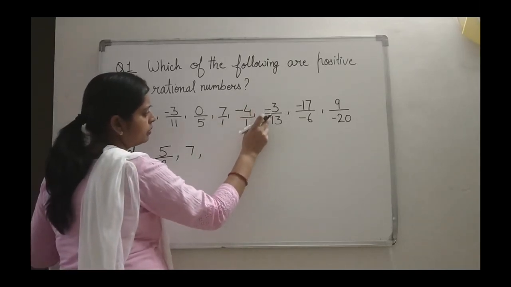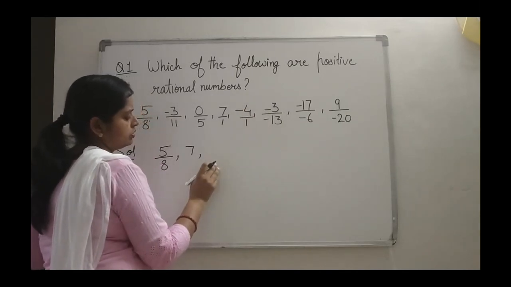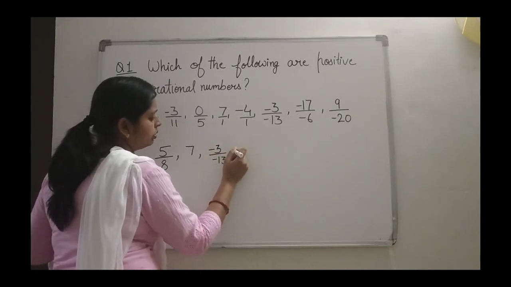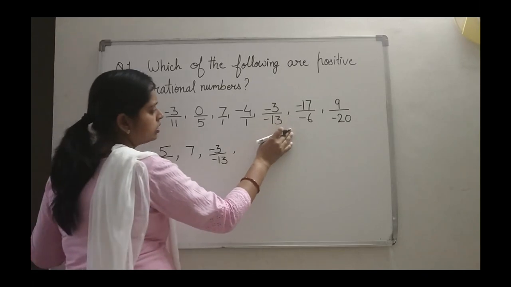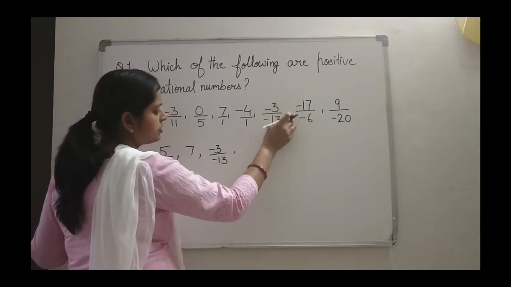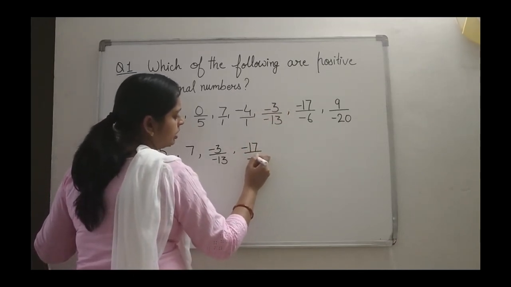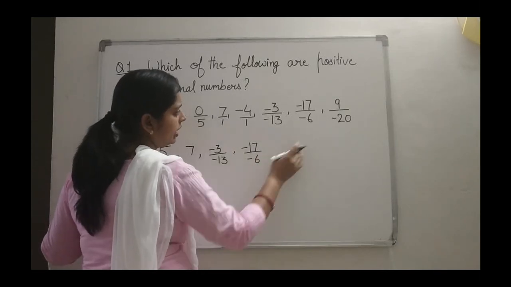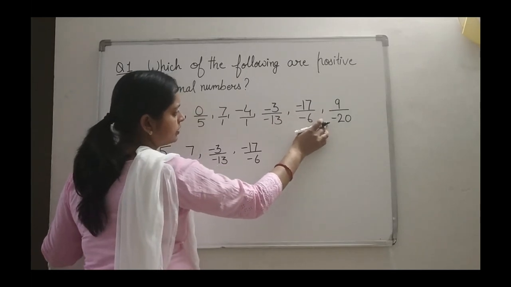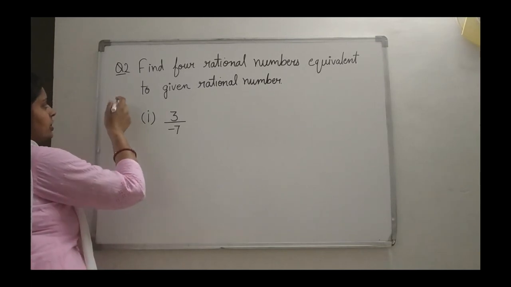Here minus 3 upon minus 13. Numerator is negative and denominator is also negative. So it is a positive rational number. Right? Both have the same sign. Here also minus 17 upon minus 6. Numerator and denominator both are of the same sign, that is negative. So this is a positive rational number. Last one, 9 upon minus 20. This is positive and this is negative. So it is a negative rational number. Okay? Yes.